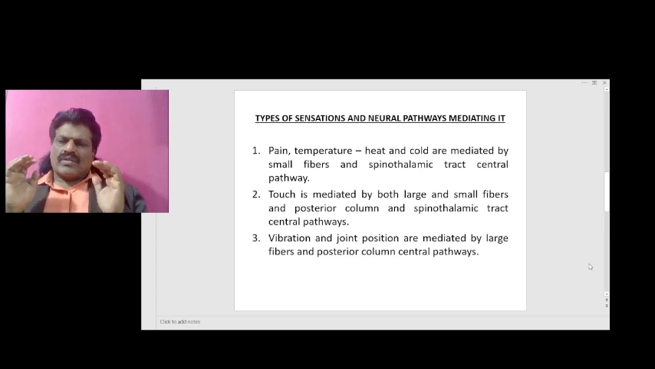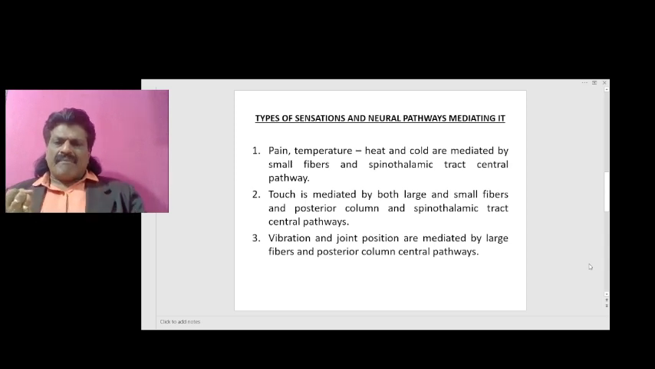Right. So types of sensations and neural pathways mediating them. For pain and temperature, it is the spinothalamic tract. Pain and temperature, heat and cold, are mediated by small fibers and spinothalamic tract central pathway. Touch is mediated by both large and small fibers and posterior column and spinothalamic tract central pathways. Whereas vibration and joint position are mediated by large fibers and posterior column central pathways.